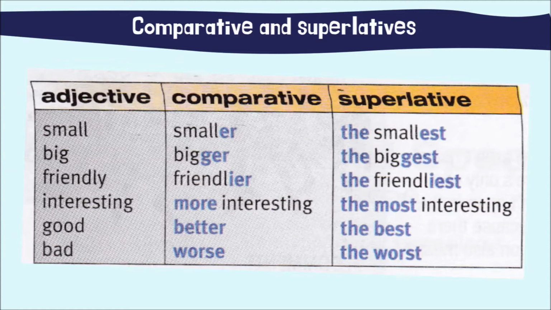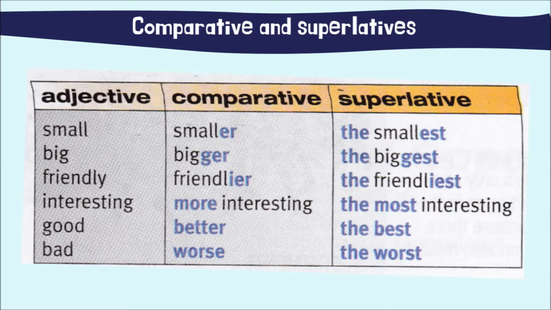Yang paling menarik. Next, the adjective good. The comparative for adjective good is better. Bukannya gooder. Good ni apa? Baik. Better ni ialah lebih baik. And the superlative for good is the best. Maksudnya apa? Yang paling terbaik. Macam boy tu kan? Terbaik. That is the superlative for adjective good.